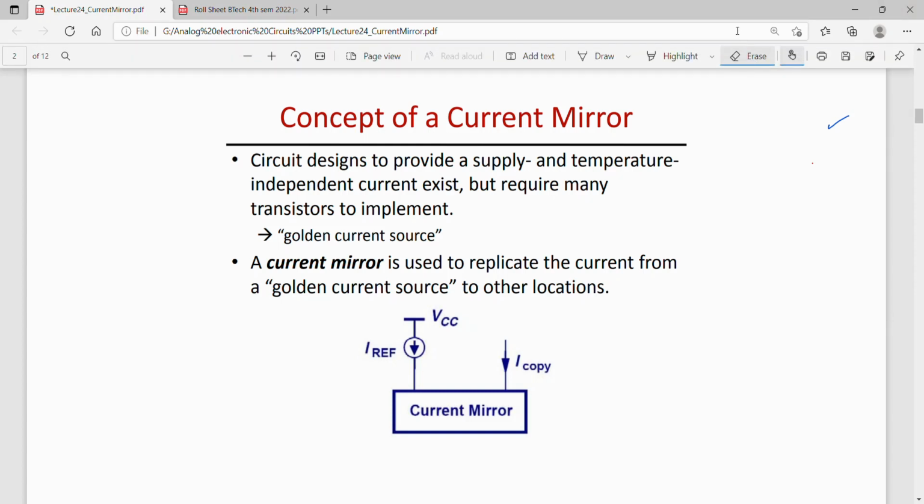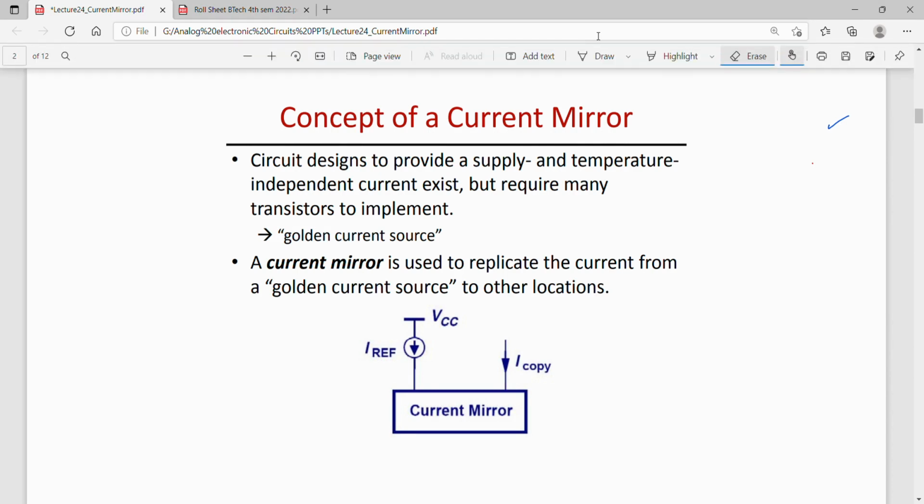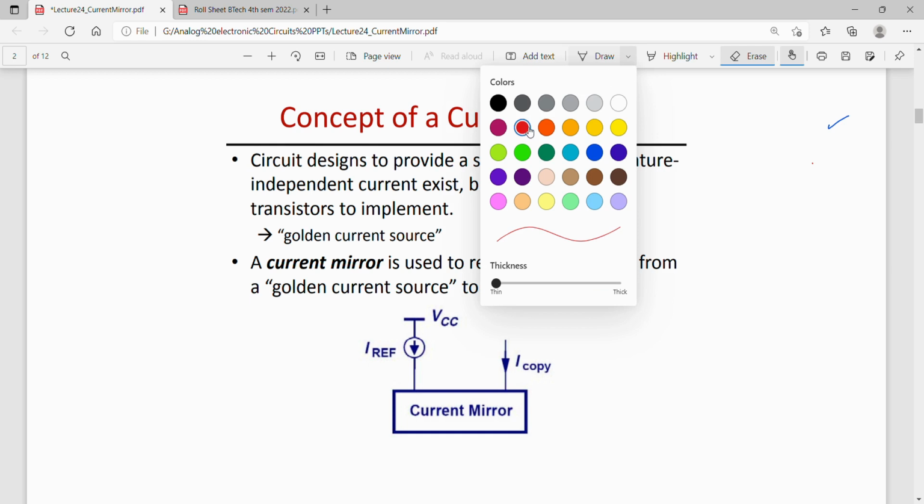All right. So, in the previous lecture, we had discussed the cascode, right? And then we also said that we will talk about current mirrors in today's lecture. So, let us talk about the current mirrors.